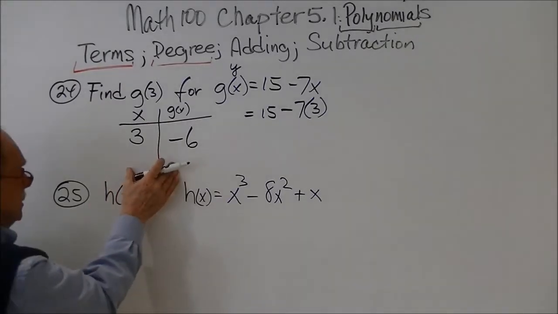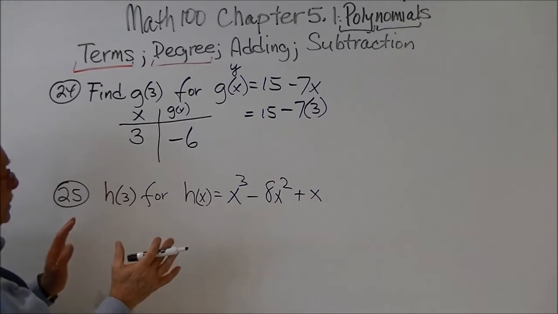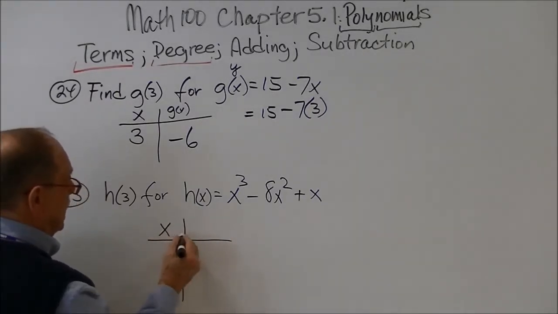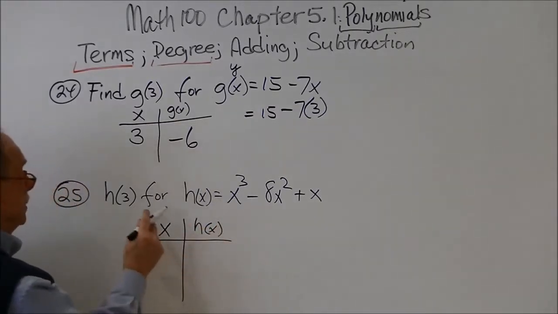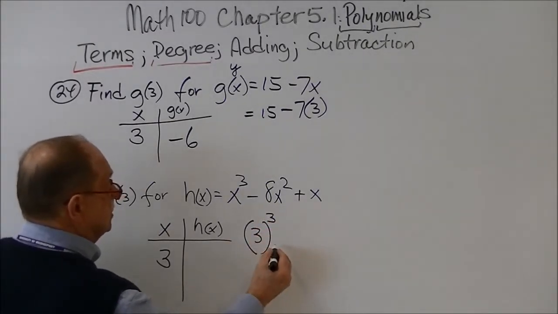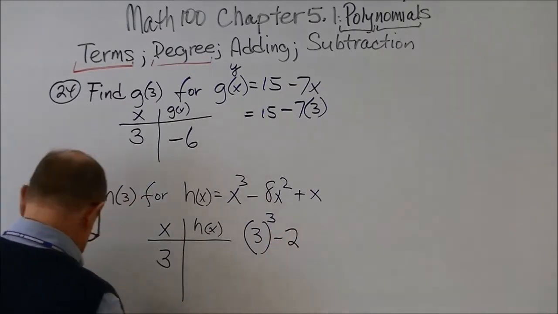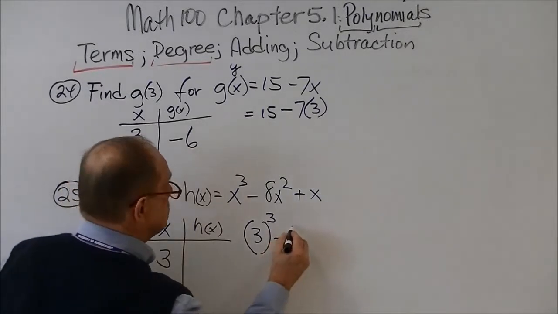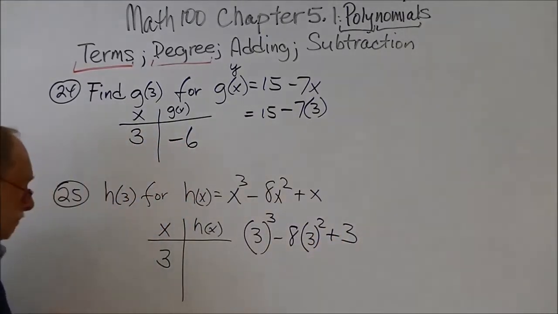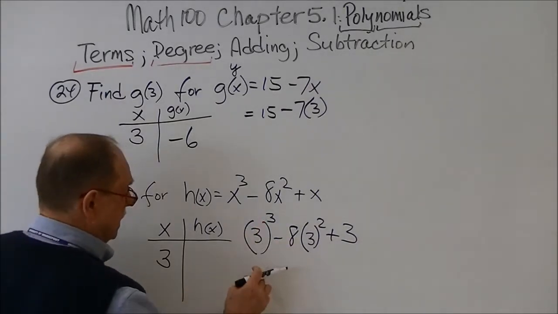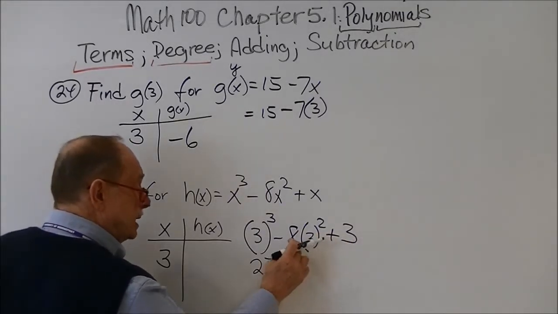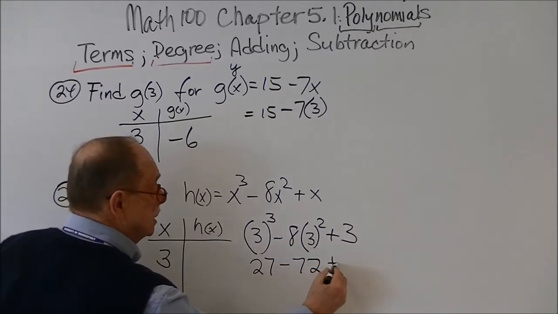And again, this use of a t-chart, when you have something like this to help organize your material, I think is a very good tool. Again, x and h of x, this is our y value. Here we're saying x is 3. So we're going to go 3 cubed minus, let's put an 8 there. So this is going to be 27. This is going to be a 9. 8 times 9 is 72 plus 3.